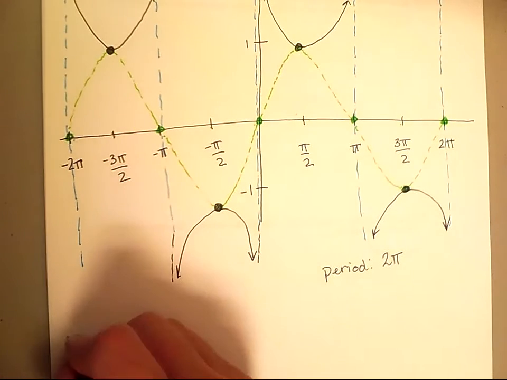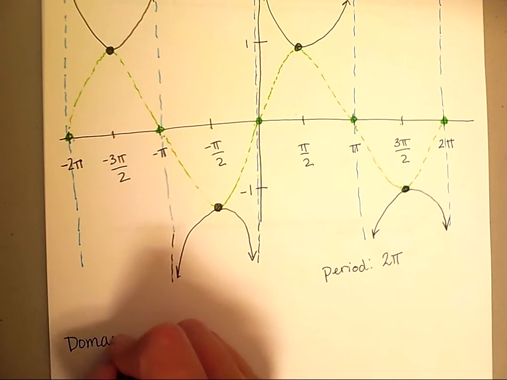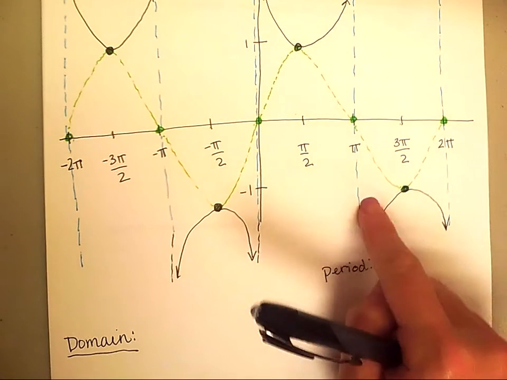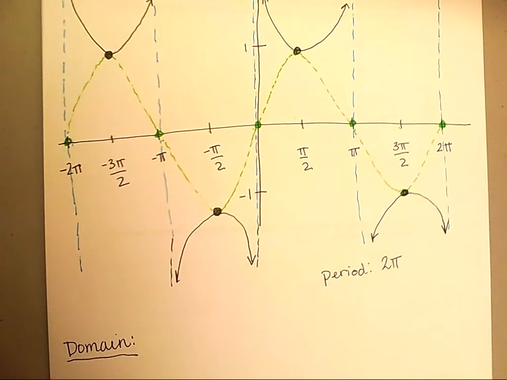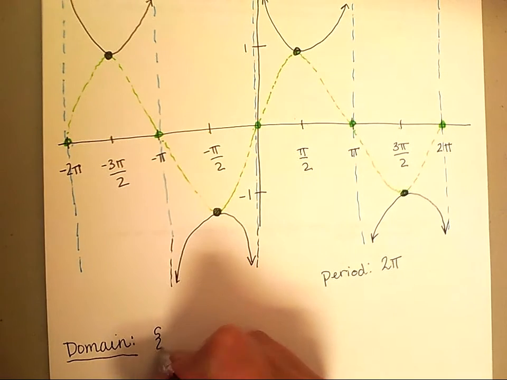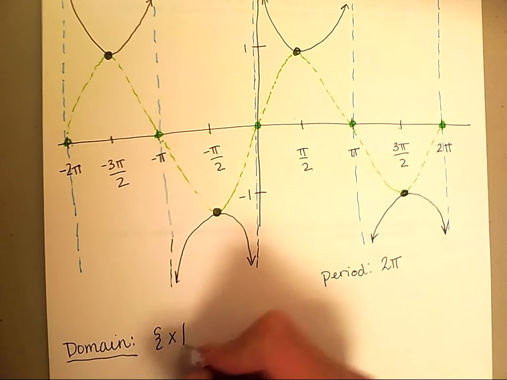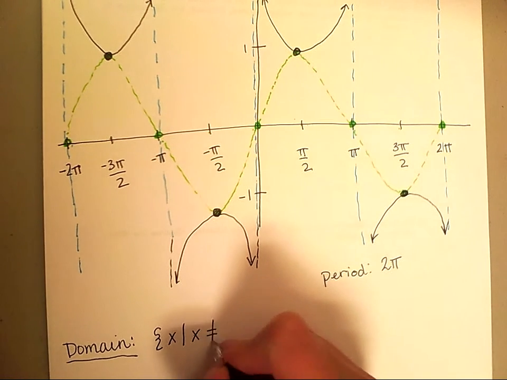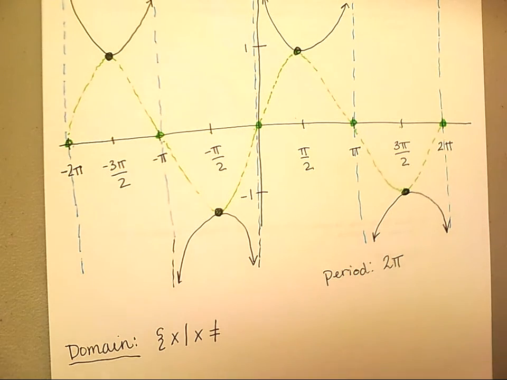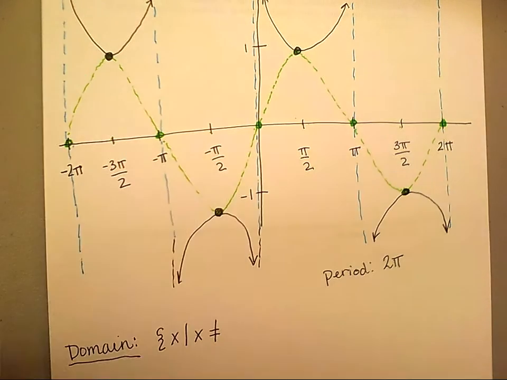Right. Now let's ask ourselves about domain. So there's an infinite amount of these asymptotes, and I don't want to try and list them all because I can't. So let's use our set notation. It's the set of all x, and then we will determine what we're going to exclude.